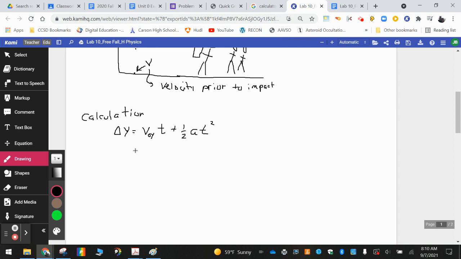All right. Anyways, so here we have delta y equals v0y t plus one half a t squared. What's the initial velocity?